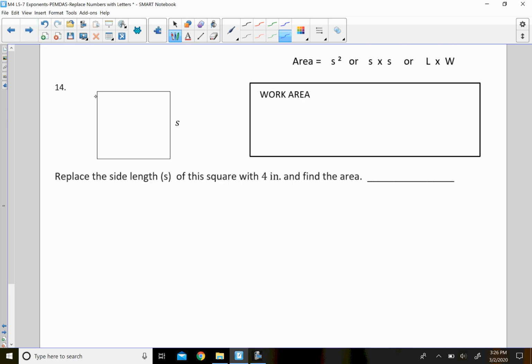Okay, if we keep on going here, question 14 is we have a square. Now I have a little issue with this picture. They're saying this side is S, but I don't really know it's a square.